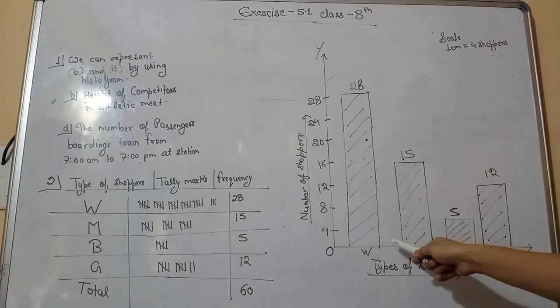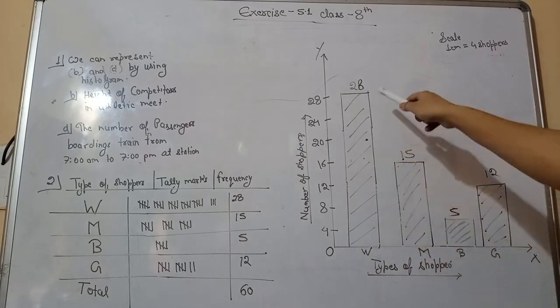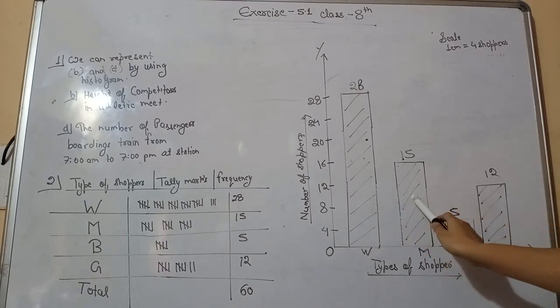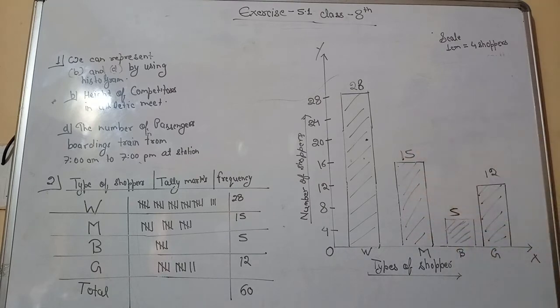Now here we have to represent this data in a bar graph. Here you can see there is a gap between 2 bars. This is called a bar, and there is a gap between bars. Whenever there is a gap between bars, that is called a bar graph, and when there is no gap between 2 bars, that is called a histogram. So this is our bar graph.